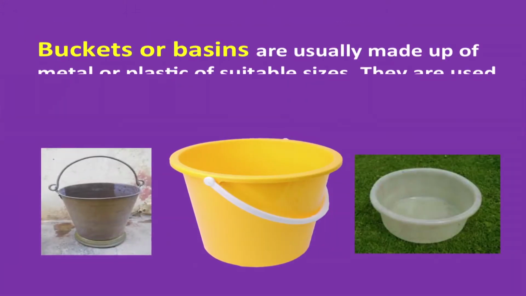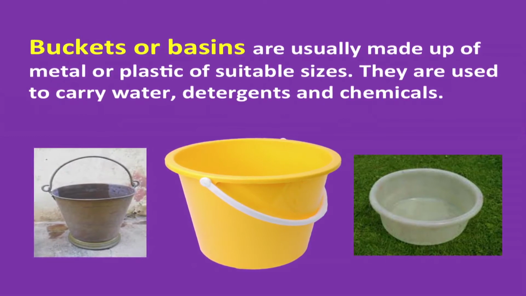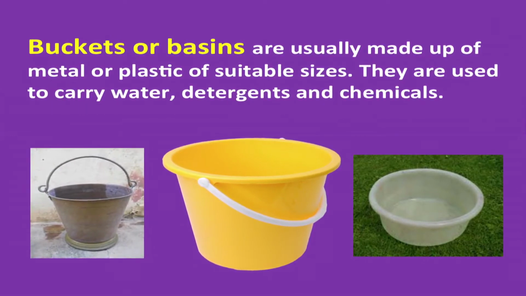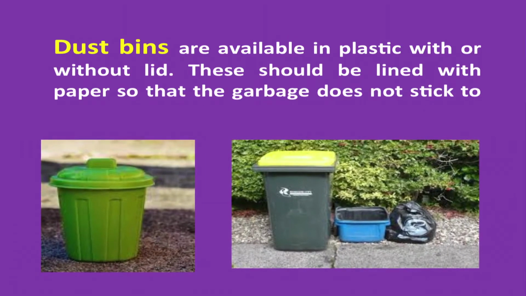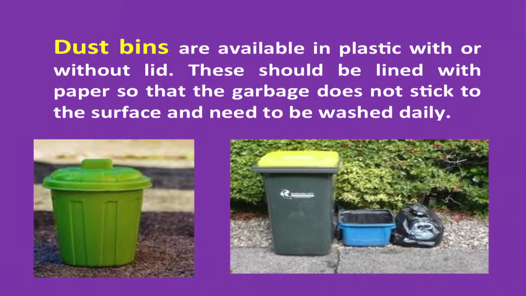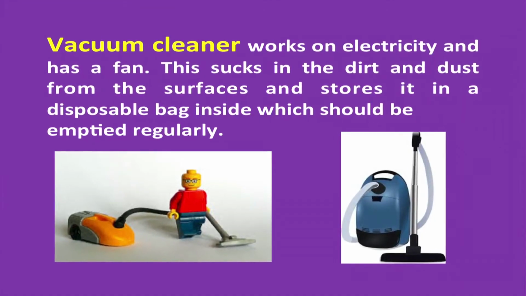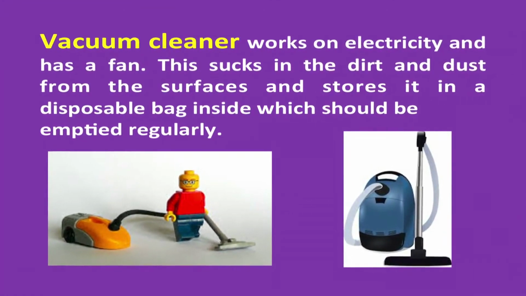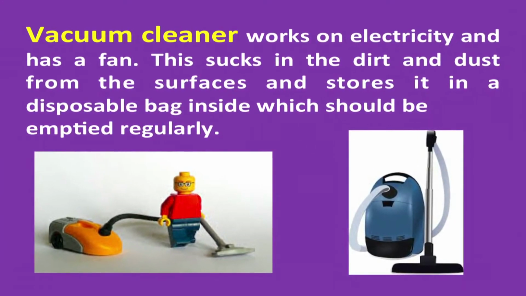Buckets or basins. Metal or plastic buckets, basins of suitable sizes, are used to carry water, detergents and chemicals so that there are no spills. Dustbins are available in plastic with a lid. These should be lined with paper so that the garbage does not stick to the surface and need to be washed daily. Vacuum cleaner works on electricity and has a fan. This sucks in the dirt and dust from the surfaces and stores it in a disposable bag inside, which should be emptied regularly.